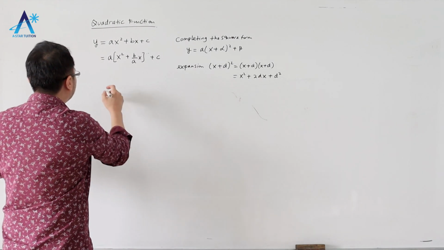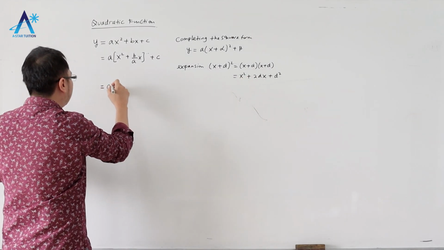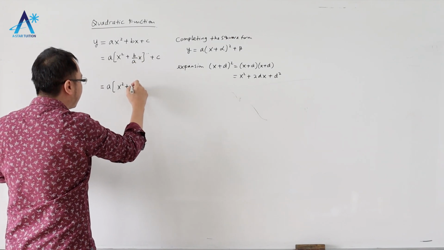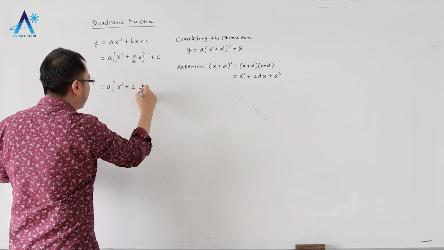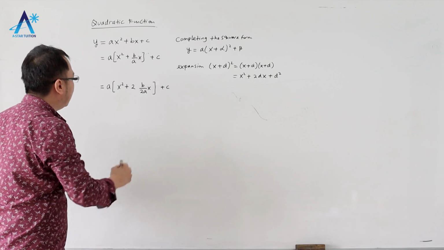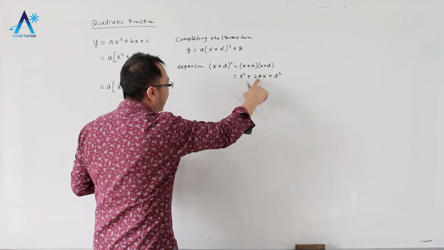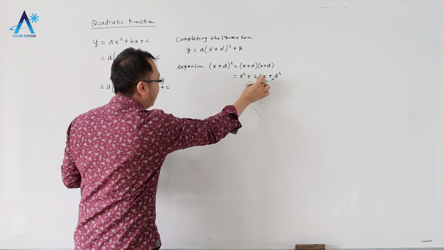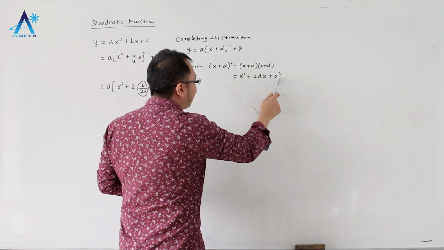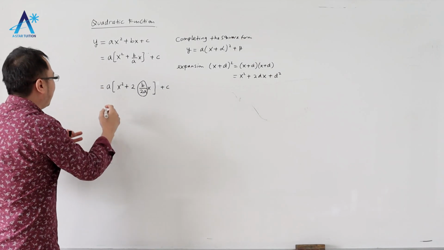Okay, how do we do that? Take a look at these two. There's a coefficient of 2 here. Therefore, this b over a x could be written as 2 times b over 2a x positive c. Now, this is the d we are having now. Okay. Notice that we also need a d squared here, but we don't have it here. So, how do we create the d squared?